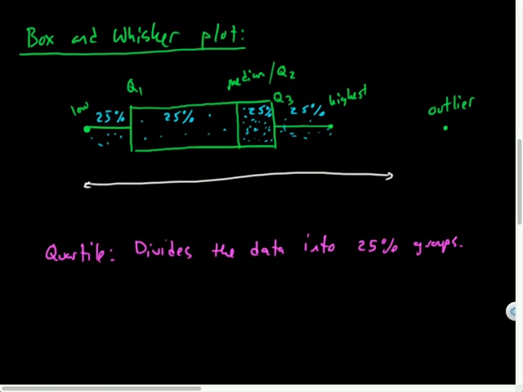The ends, by the way, are also sometimes called hinges. So this is a box and whisker plot, and the idea is that you'd have some sort of number line here.